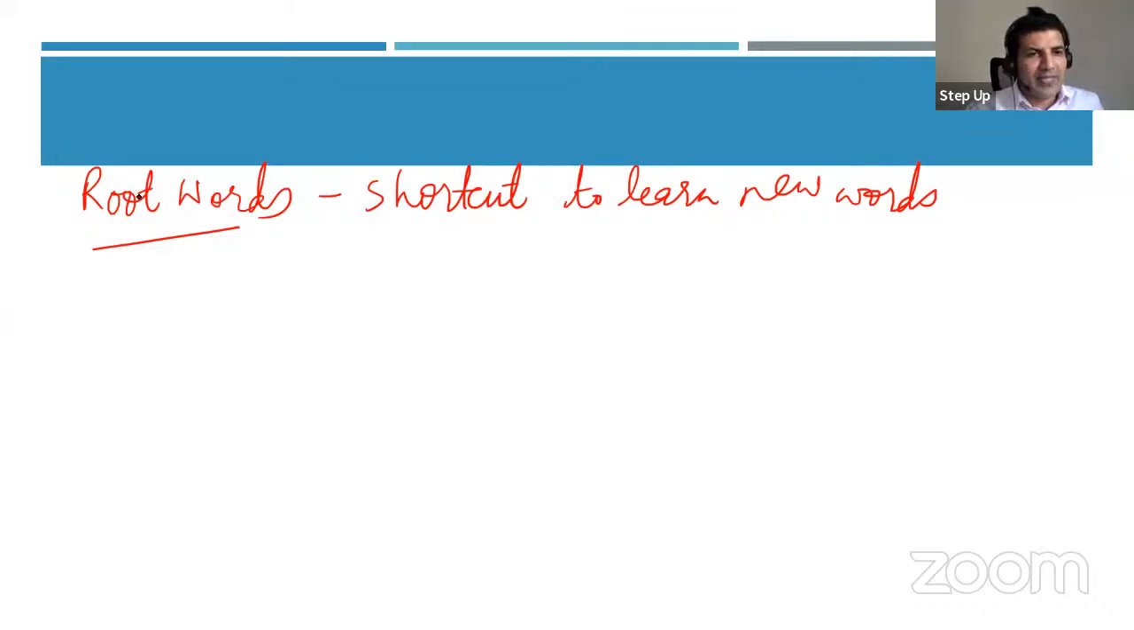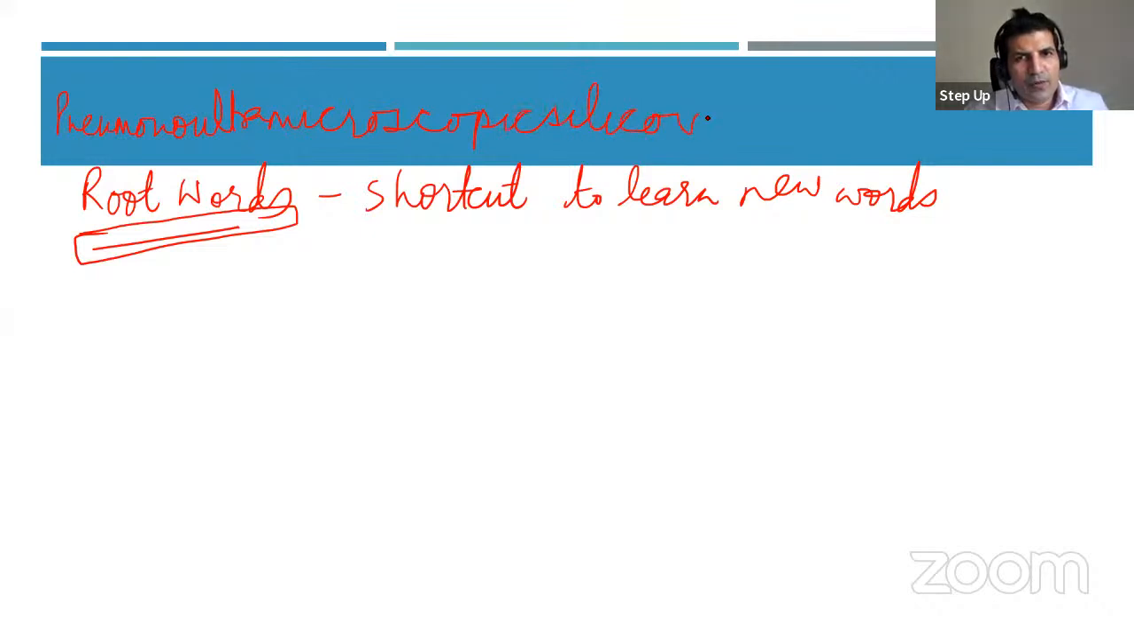So there are some roots, and the good part about root words is that they are the fundamental parts of a big word. For example, a word like pneumonoultramicroscopicsilicovolcanoconiosis. It's a very long word in the English language, but interestingly, it's made up of different roots. It's a disease caused by absorption of silica. What I'm trying to tell you is even the long words are nothing but made up of small words.